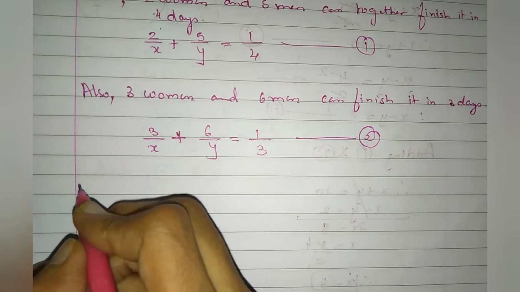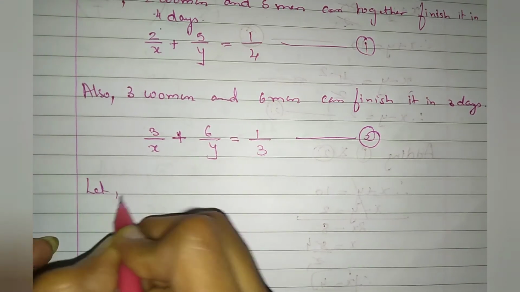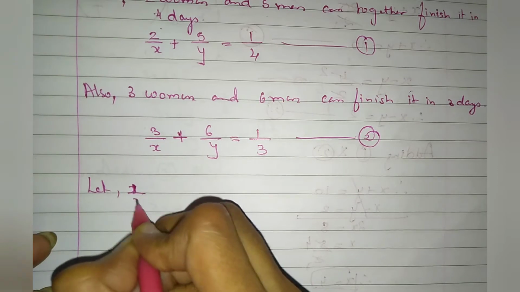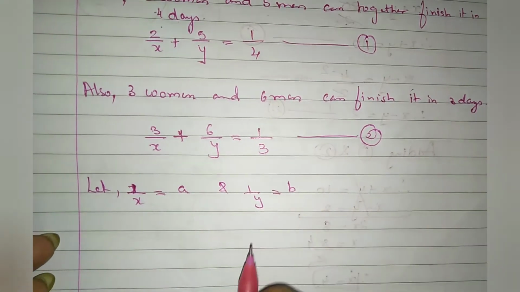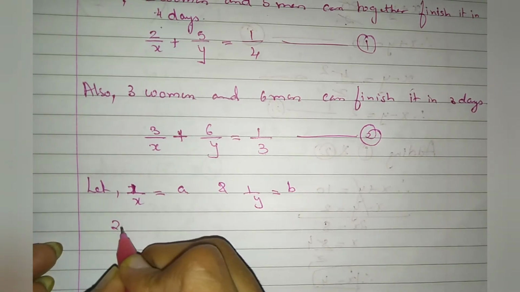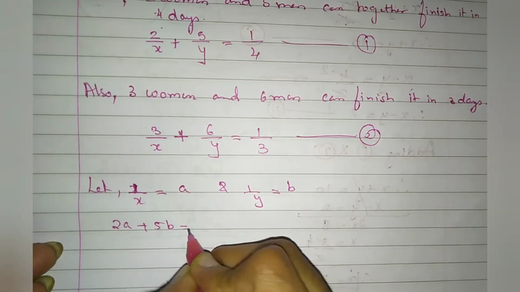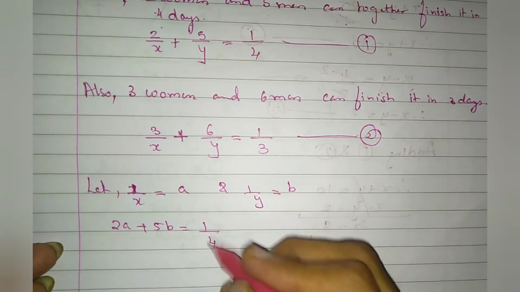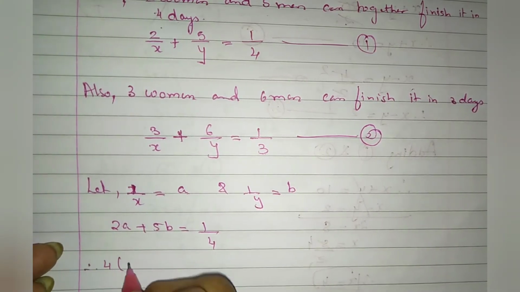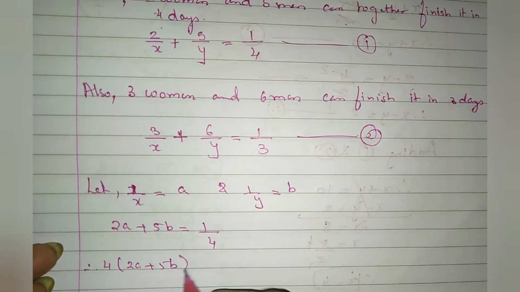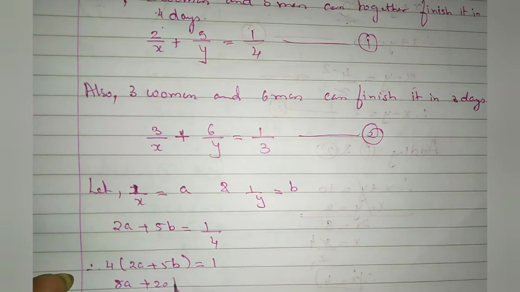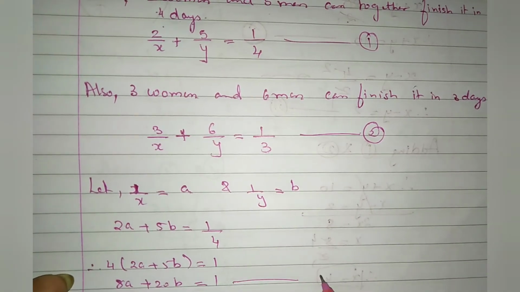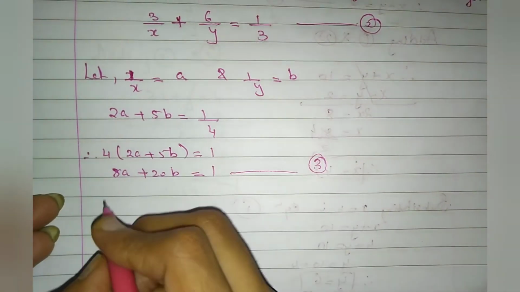Now with the reducible method, let 1/x equal to a and 1/y equal to b. Okay, 1 and 2 will change. 2a plus 5b equal to 1/4. So 4 into 2a plus 5b equal to 1. 4 2s are 8a plus 4 5s are 20b equal to 1. Equation 3.